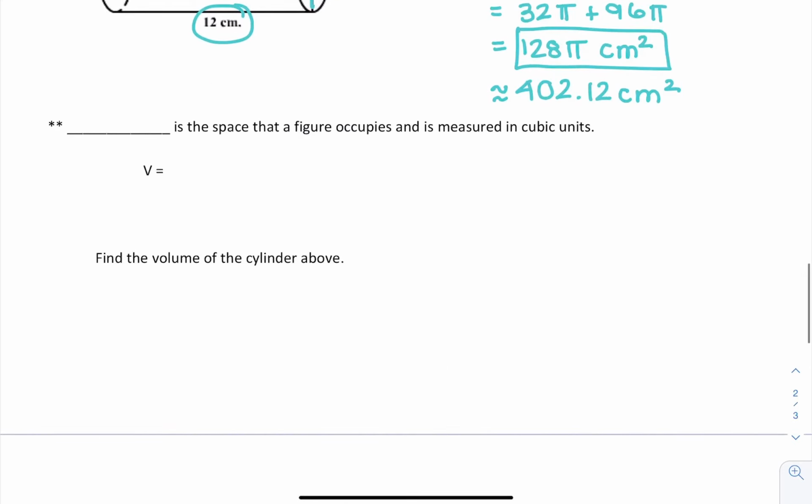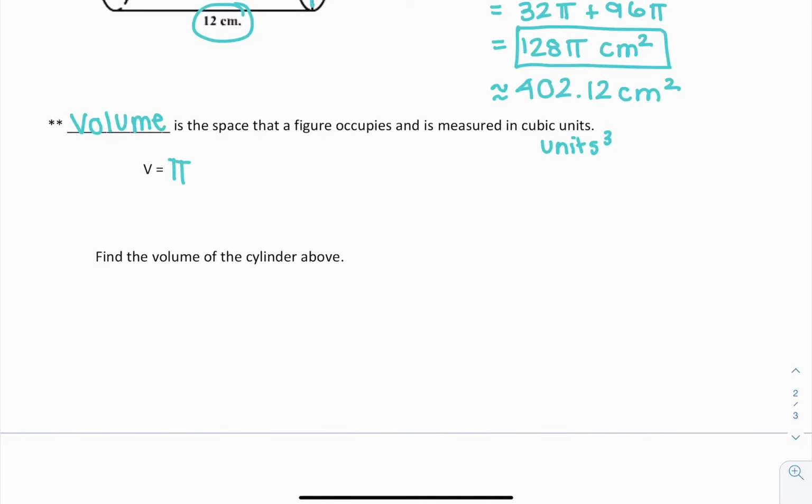Next up, we have volume. Volume is the space that a figure occupies, and it's measured in units cubed. So just like before, we have units cubed. The volume for a cylinder is pi r squared h. Where this comes from is that pi r squared is the area of the base, or that circle, the area of the circle base. And h is our height. So again, just like before, it's area of base times the height.